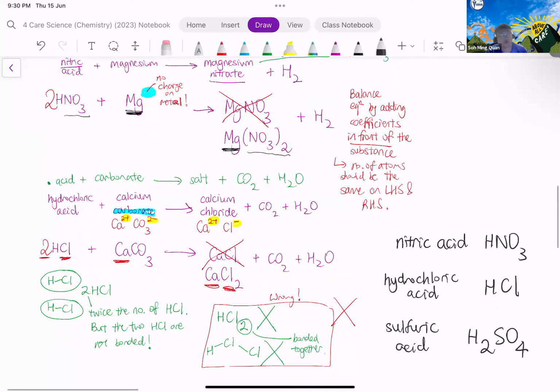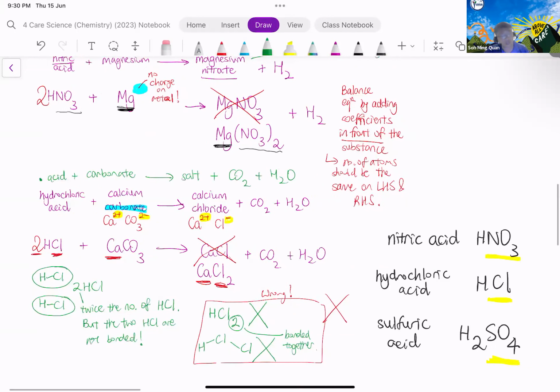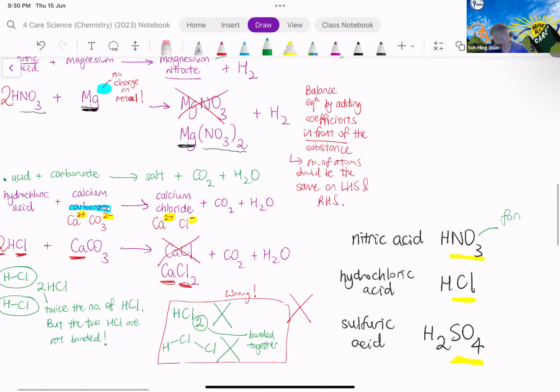H2SO4. So immediately you realize, oh, there's something unique, right? They all contain hydrogen and something else. So nitric acid, obviously, forms the nitrate. Hydrochloric acid, the salt form is the chloride. Sulfuric acid, salt form, sulfate. Okay, so you need to know this very, very well.